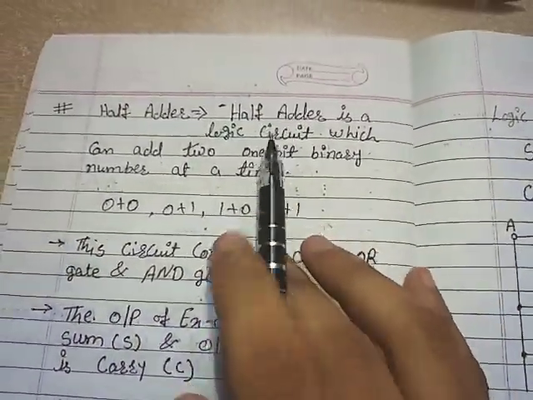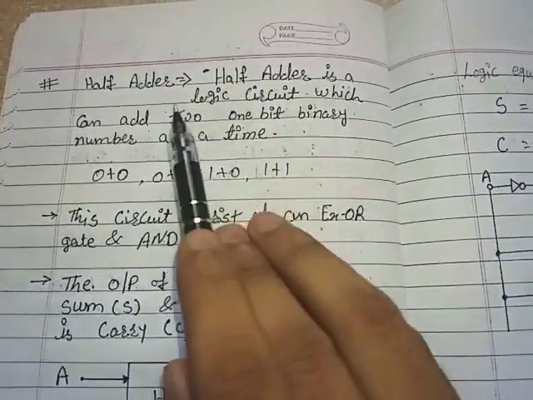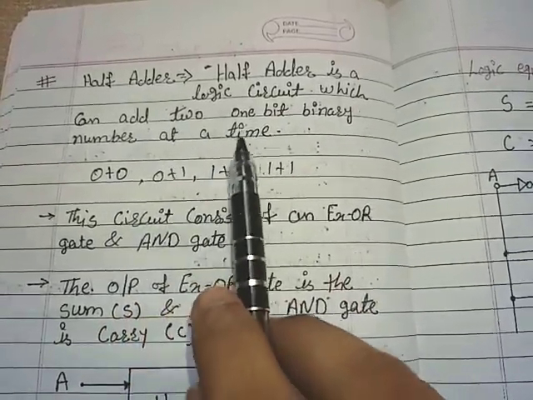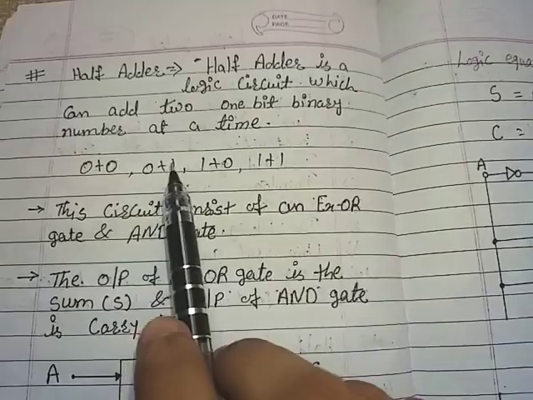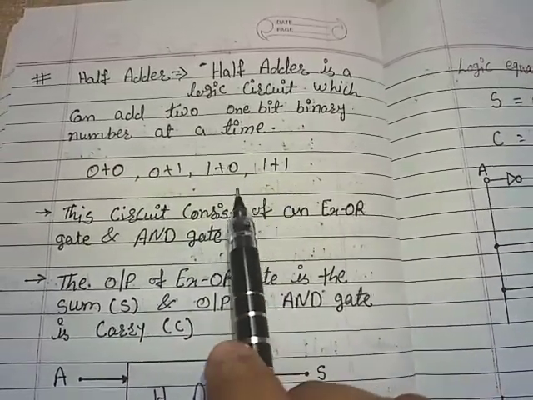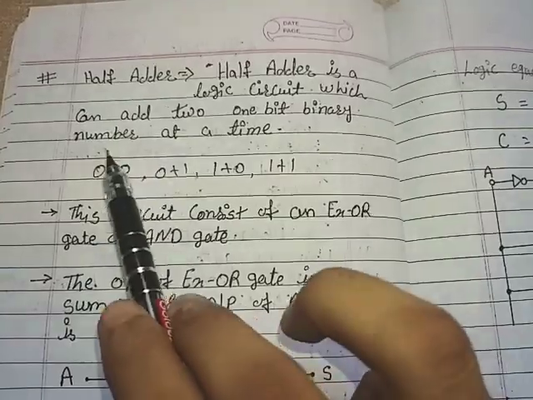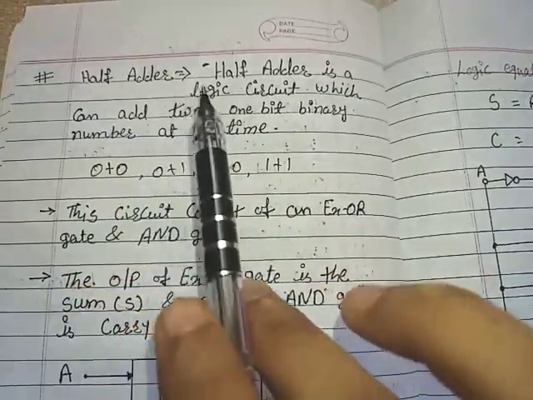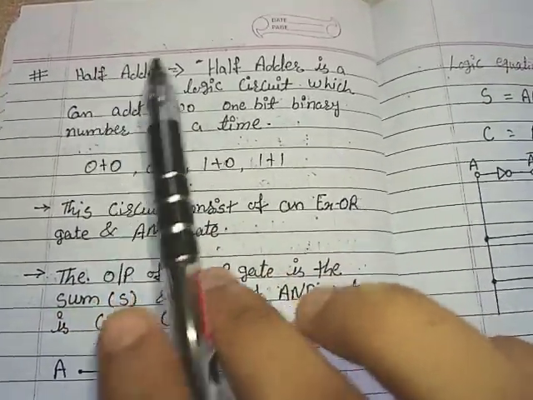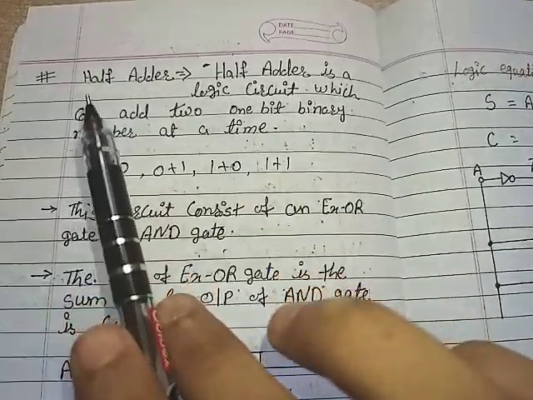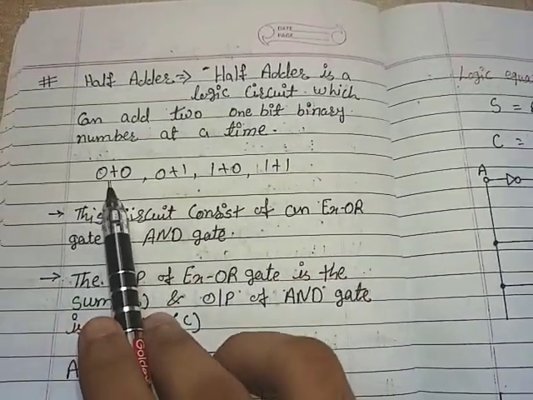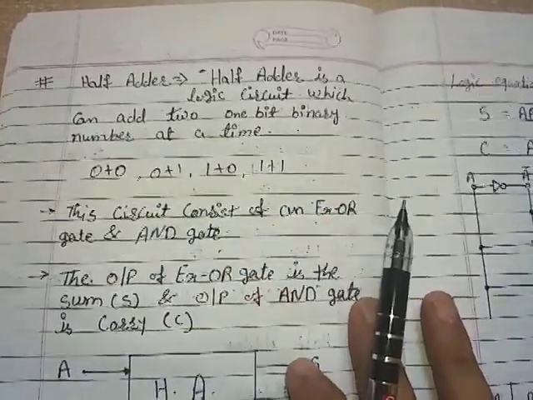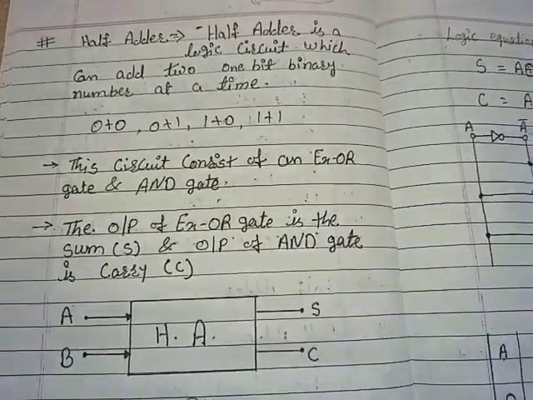Half adder. It is a logic circuit which can add two 1-bit binary numbers at a time, like 0 plus 0, 0 plus 1, 1 plus 0, 1 plus 1. Here it should be noted that all these adders, half adder, full adder, 4-bit binary adder, are performing binary addition, that is 0 plus 0 in binary, 0 plus 1 in binary, 1 plus 0 in binary and 1 plus 1 in binary. So let's see how they add these numbers.